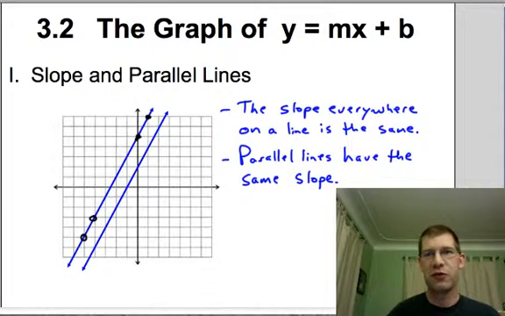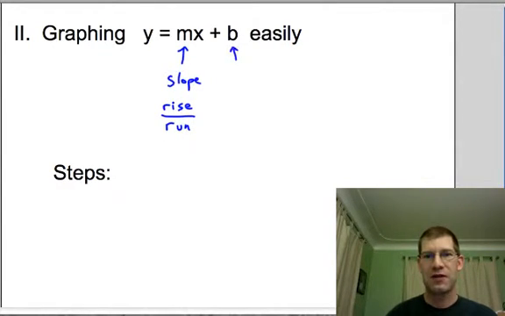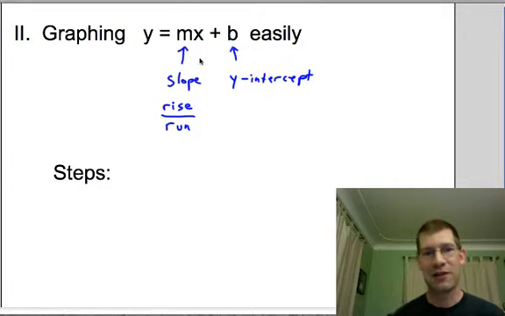Moving on to Roman numeral 2. Roman numeral 2 is how to graph y equals mx plus b. I'm calling it graphing y equals mx plus b easily. And first we have to look at what's in there, and m is the slope, which is going to be rise over run, or change in y values divided by change in x values. And b is the y-intercept, or it's going to be what's the y value when x is 0. Because when x is 0, any number times 0 is 0. You just end up with y equals b once mx drops out.